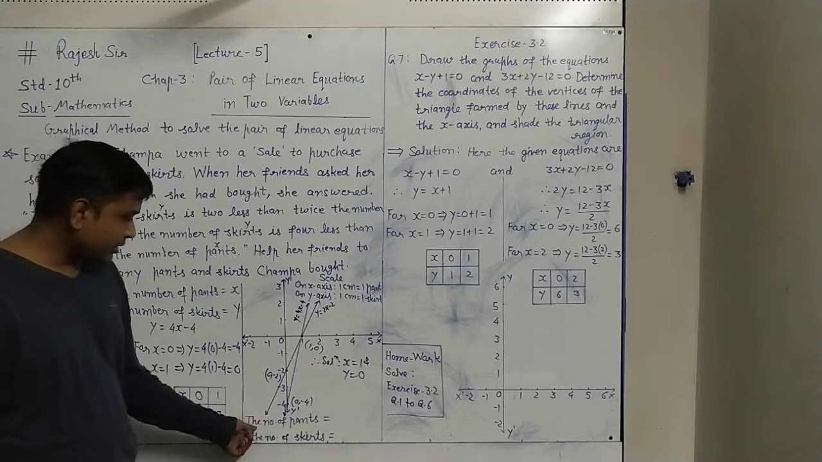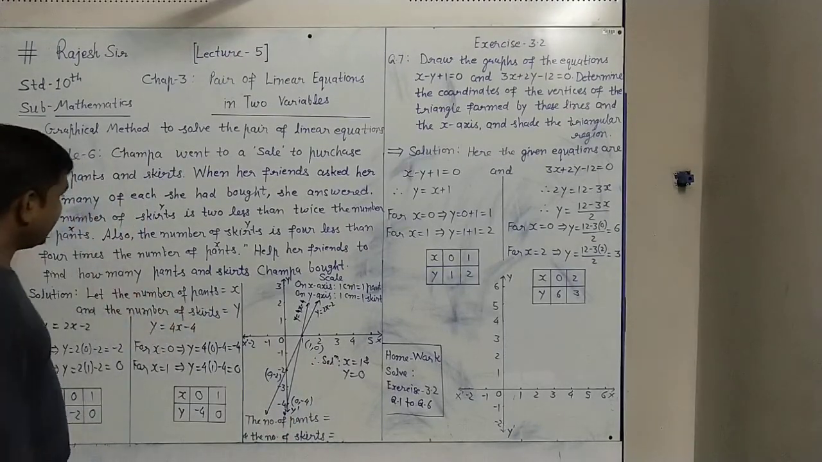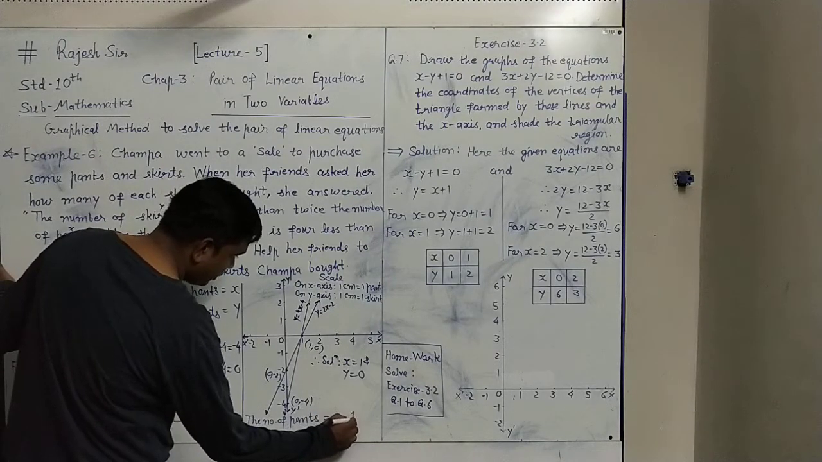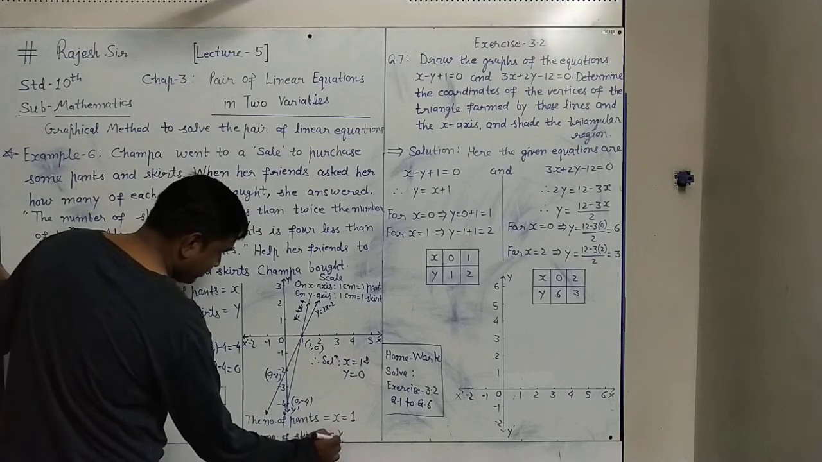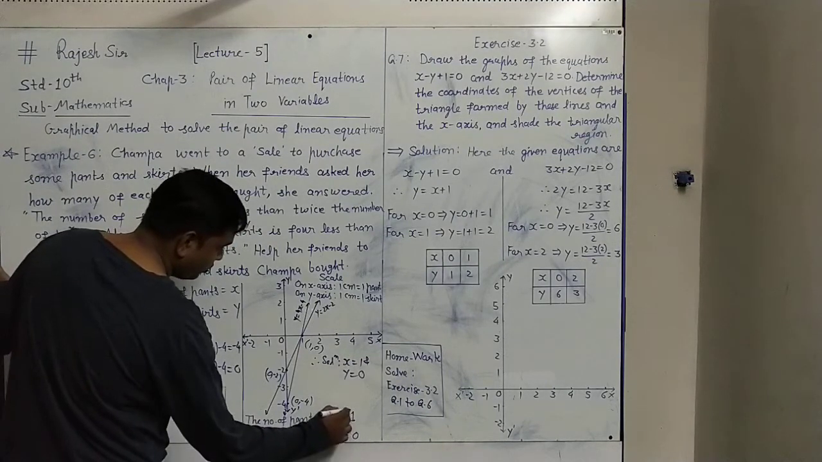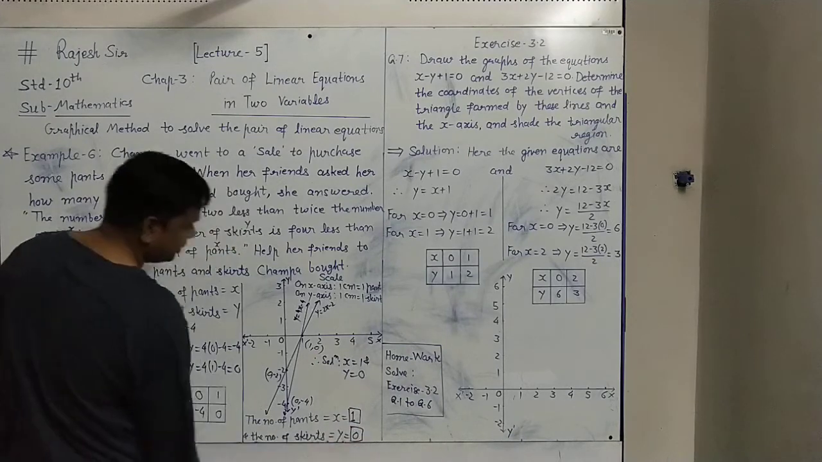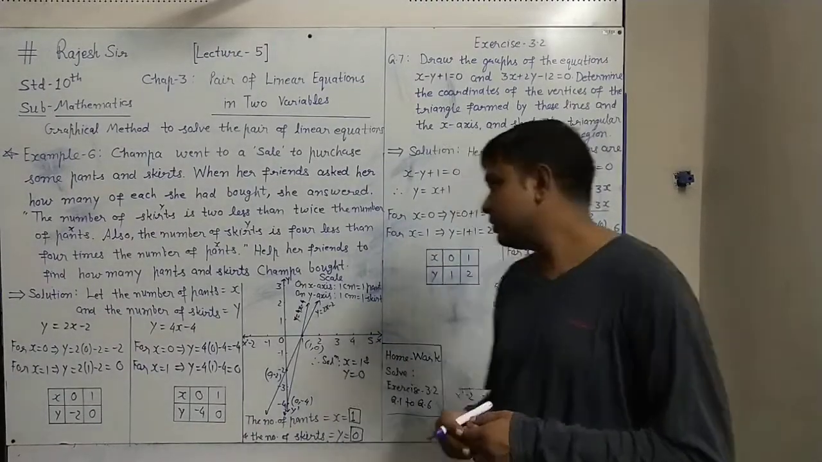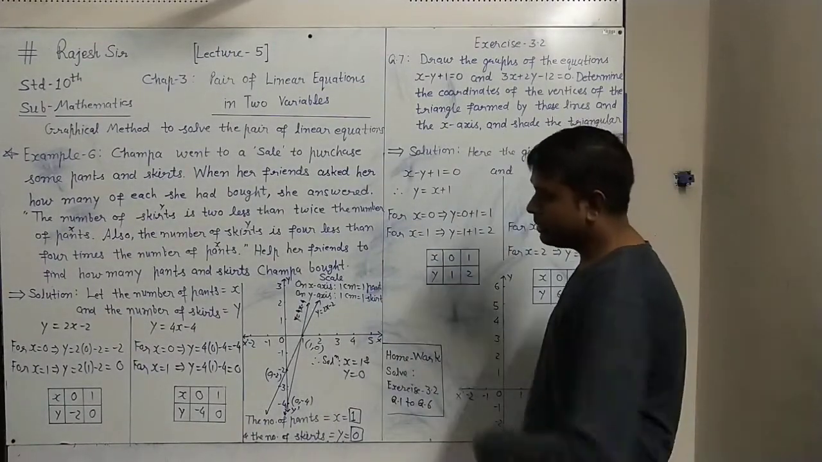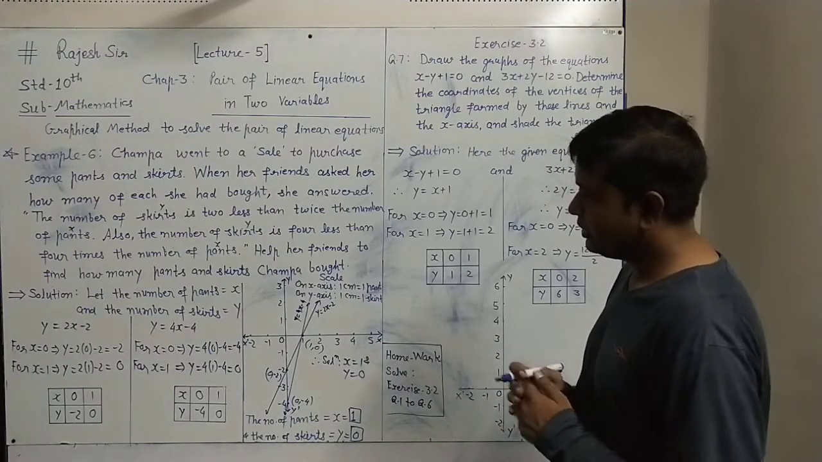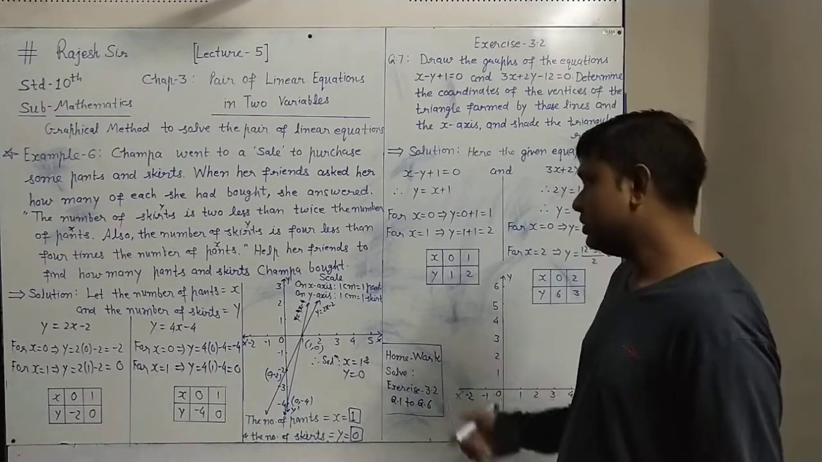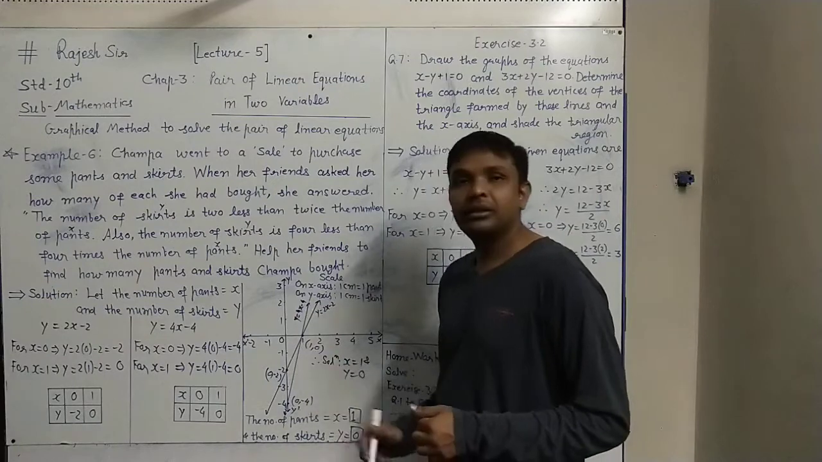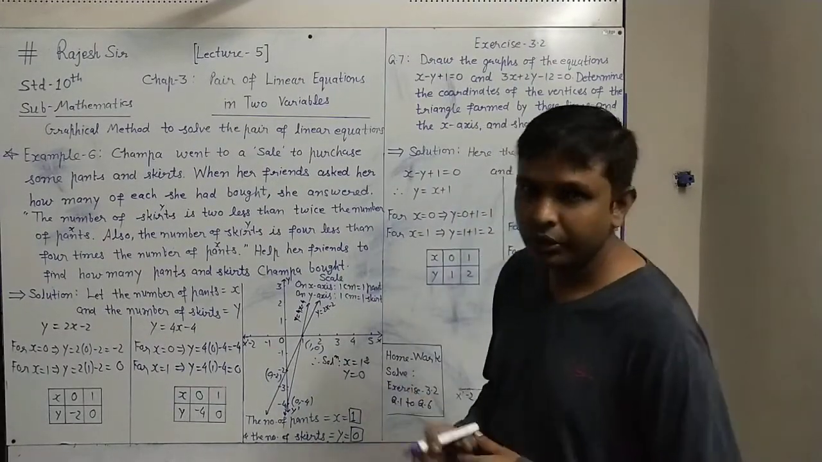So what will be our final answer? The number of pants Champa got, x, equals 1, meaning 1 pant she bought. And the number of skirts, y, equals 0, meaning no skirt she bought. So Champa bought only 1 pant and did not buy a skirt. This way, by the graphical method, very easily we can find the solution, and by the solution we can answer the practical question. Once again, remember that where 2 lines intersect, that will be the solution of the given 2 equations.